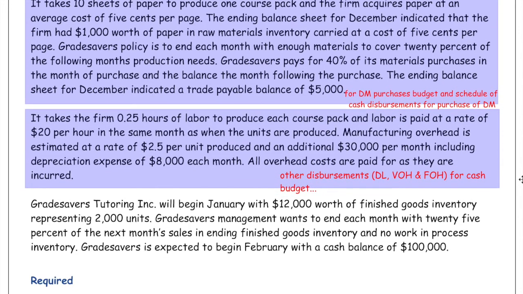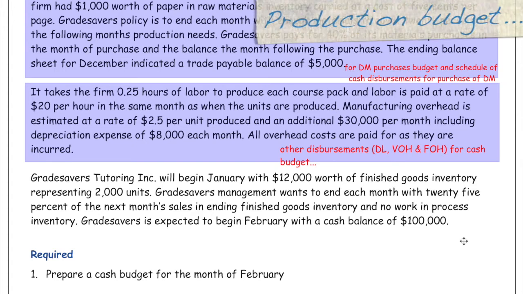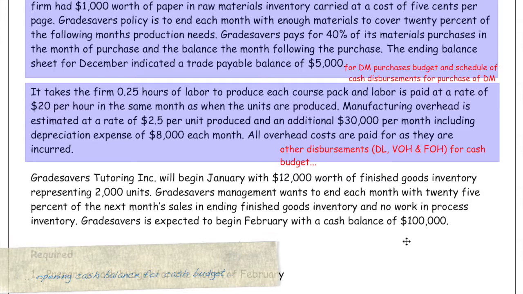If we continue to read, lower down it tells us that Great Savers Tutoring Inc. will begin January with $12,000 worth of finished goods inventory, representing 2,000 units. Great Savers management wants to end each month with 25% of the next month's sales in ending finished goods inventory, and no work in process inventory. The firm is expected to begin February with a cash balance of $100,000. In this last paragraph, we're offered information that would be useful for our production budget, along with the opening balance in cash for the month of February, which we're going to be placing in our cash budget directly.